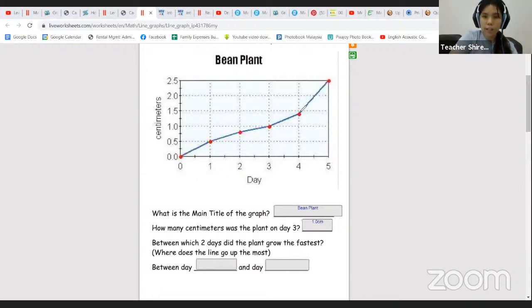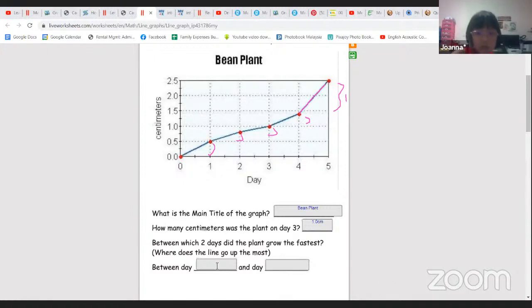So that is why this is the fastest growth, because this grows 1. This only grows half. This grows less than half. This grows less than half. This grows 1. So this grows the most. Okay. Do you understand that?